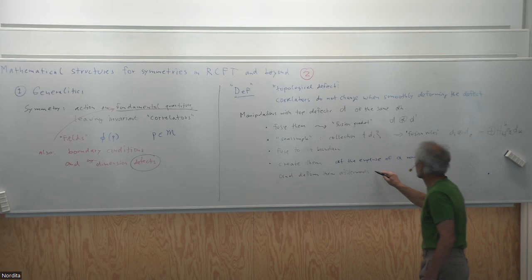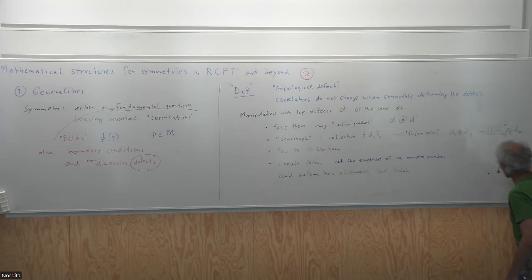So you will end up with a situation where the defect encircles your field. Of course, this works directly if you just have one field. And then again, looking from far away, you will think of this as just a new type of field, one of the other fields that you should already have in your theory. So that means that there is an action of those topological defects on the collection of fields.